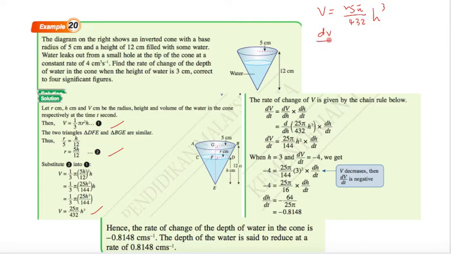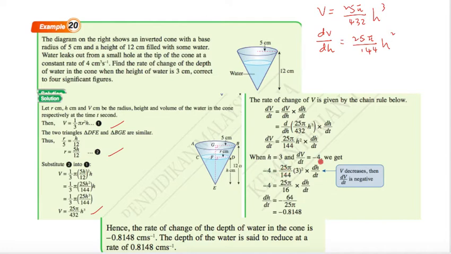V equals 25 pi over 432 H power 3. You do dV dH. Okay, so 3 comes in front. Multiply 3 over 432, so you get 25 pi over 144 H. 3 goes in front, and then 3 minus 1, 2. So this is dV dH. Now dV dH equals to this.